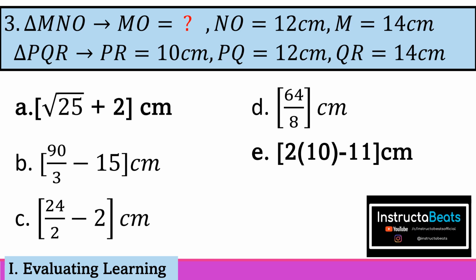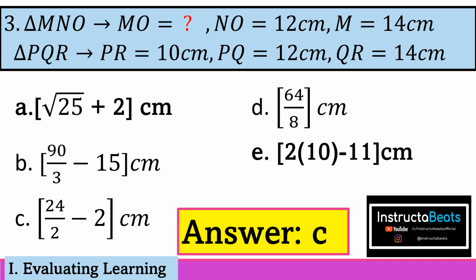Okay, time is up. So the missing measurement is for side MO. And side MO corresponds to side PR, having a measure of 10 centimeters. So dapat si side MO ay 10 centimeters din. So alin kaya dyan ang 10 centimeters? Equal to 10. Okay, so we have letter C. Bakit letter C? 24 divided by 2 is 12, minus 2, 10. So we have letter C. Number 4.